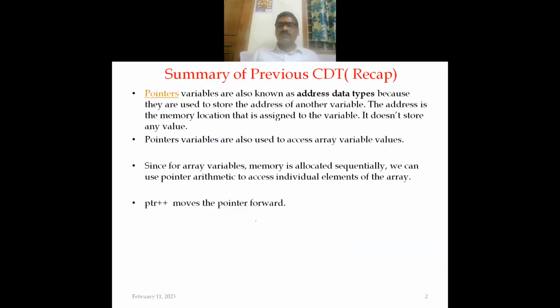So, a summary of the previous class discussion is that pointers are variables which are used for storing addresses, and they are also called address type variables. The address assigned to every variable is unique, and pointer variables are used to access array variables because the memory allocated for array variables is sequentially allocated.